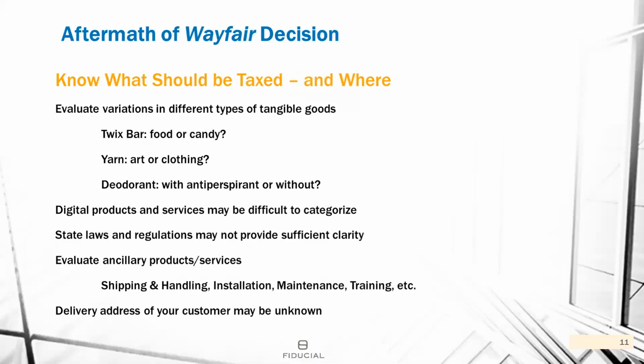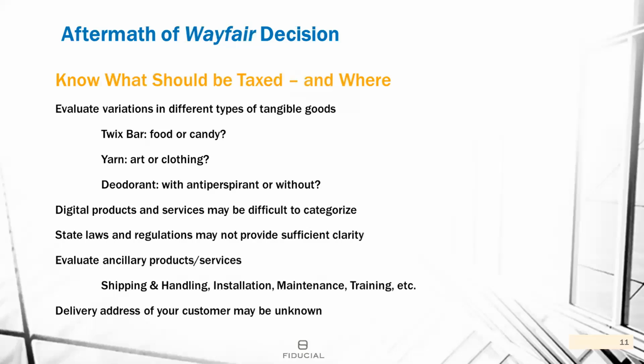So I was doing a little bit of research, and I wanted to find some examples to illustrate the types of variations in how goods are taxed. Some of them are not as obvious as you might think. So for example, a Twix bar. Is a Twix bar a food item or is it a candy item? Well, the answer depends on where you are. The state of Illinois considers the Twix bar to be a food item and not a candy item. The reason being that a Twix bar has flour in it, and so therefore the state of Illinois considers a Twix bar to be food. And so in the state of Illinois, a Twix bar is not taxed because it's food and not candy.